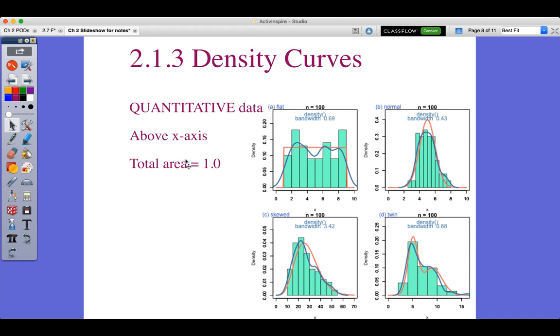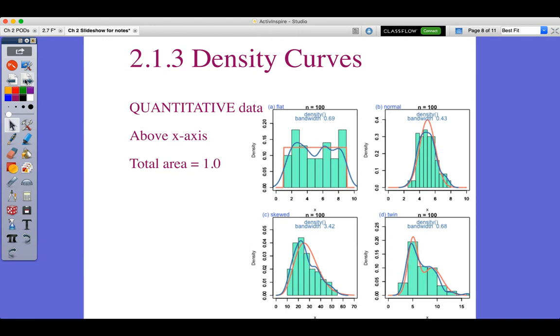Now, what are the attributes of it? Well, it's always done with quantitative data. You put it above the x-axis. It's always going from 0 up to some height, and the total area under it is always 1. That is the most important thing. It never dips down into the negatives. Total area is always 1.